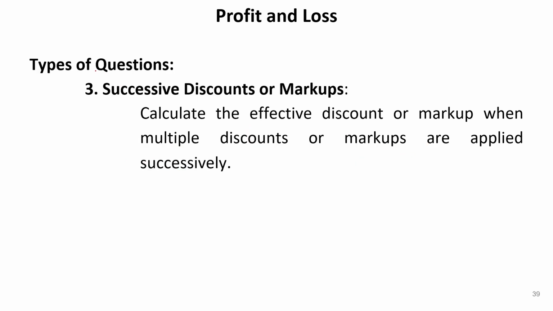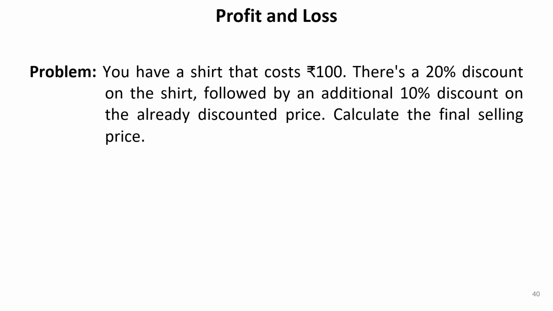Okay. So let's see the third kind of question. It is on successive discounts or markups. Calculate the effective discount or markup when multiple discounts or markups are applied successively. You have a shirt that costs 100 rupees and there is a 20% discount on that shirt, followed by an additional 10% discount on the already discounted price. Calculate the final selling price.